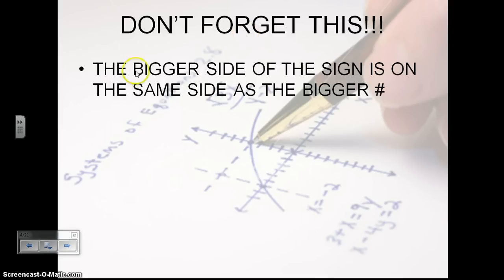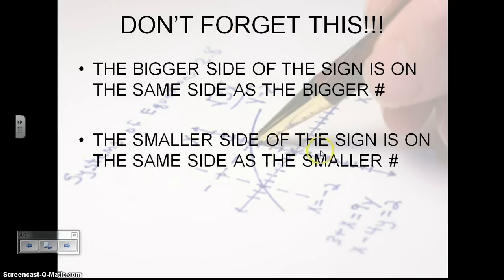Don't forget this. The bigger side of the sign is on the same side as the bigger number, and the smaller side of the sign is on the same side as the smaller number. So for example, 10 is smaller than 15, so the smaller side of the sign is going to go on the 10, and the larger side is going to go on the 15.